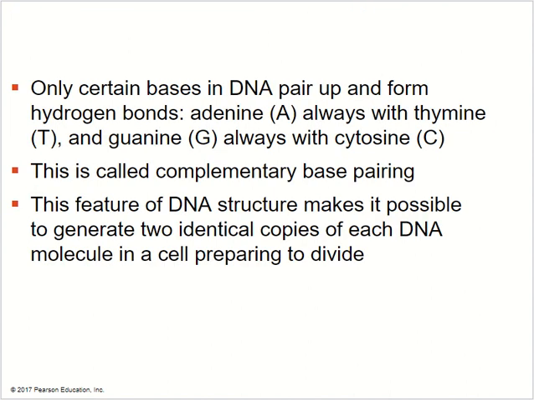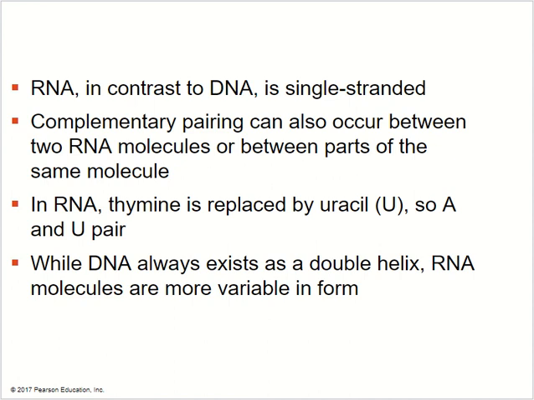Only certain bases in DNA will pair up and form hydrogen bonds. Adenine always base pairs with thymine, and guanine always base pairs with cytosine. This is called complementary base pairing. This feature of DNA structure makes it possible to generate two identical copies of each DNA molecule in a cell that is preparing to divide, each DNA molecule being a separate strand of DNA.